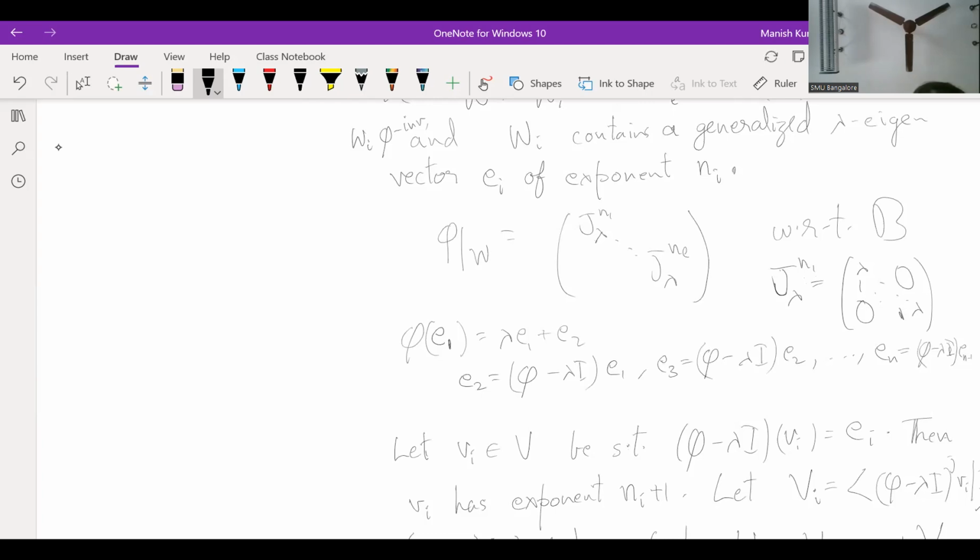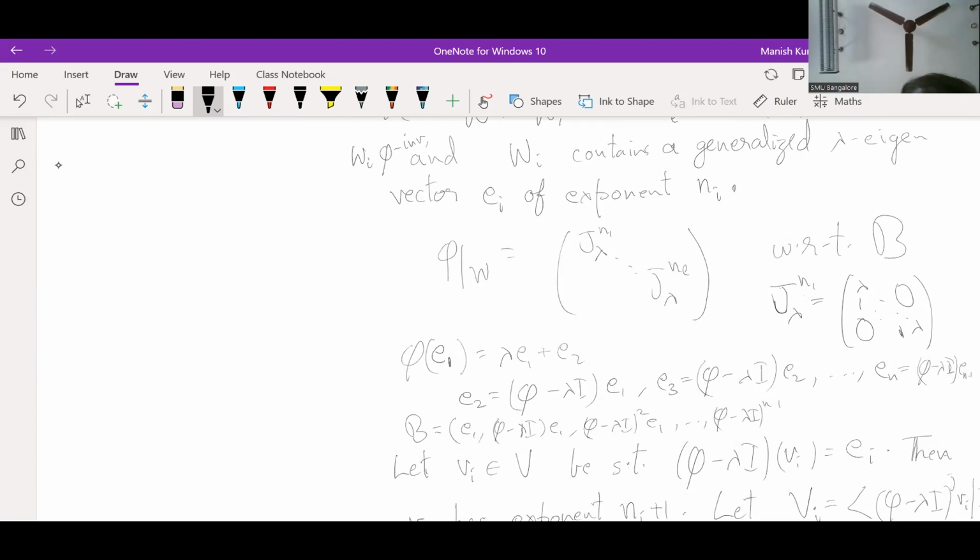So we can partition B as E1, phi minus lambda I E1, phi minus lambda I square E1, and so on, phi minus lambda I to the n1 minus 1, E1. So one has to go till n1. Okay, so this is the first n1 elements of the basis, and then you'll have E2 and so on.